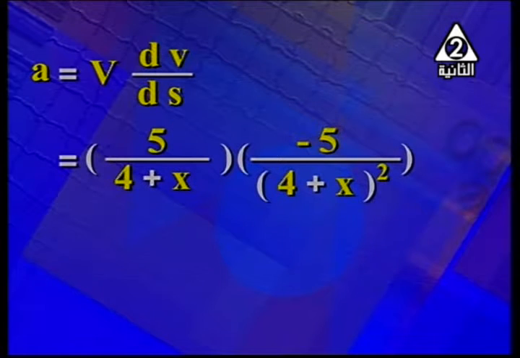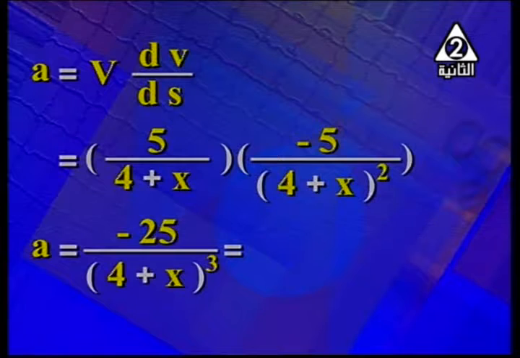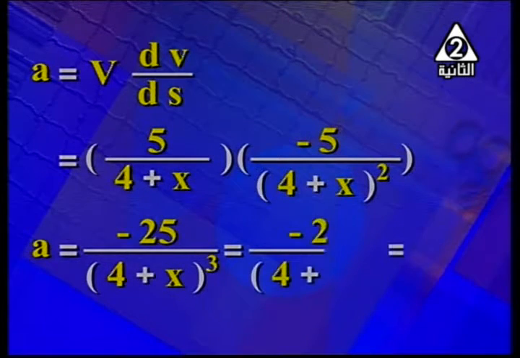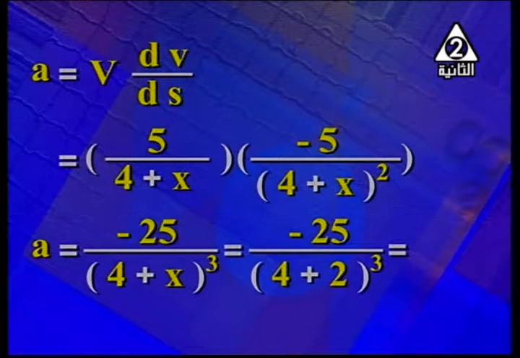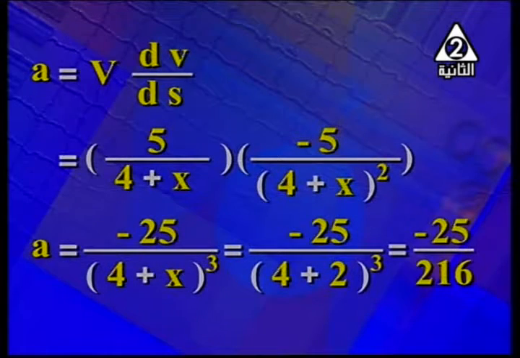The velocity is v equals 5 over (4 + x), multiplied by dv over ds, which is negative 5 over (4 + x) all to the power 2. The answer is acceleration negative 25 over (4 + x) to the power 3. By using x equals 2, negative 25 over 216 is the value of acceleration when x equals 2.